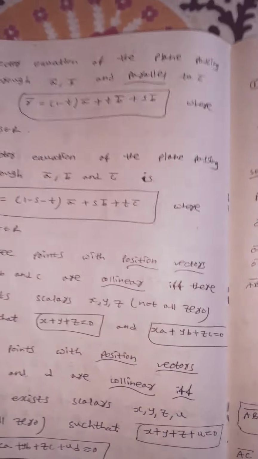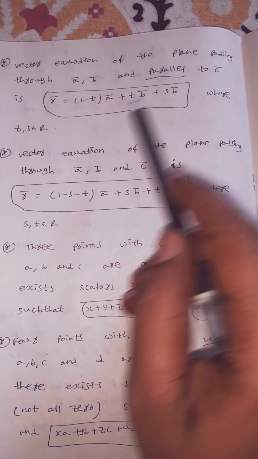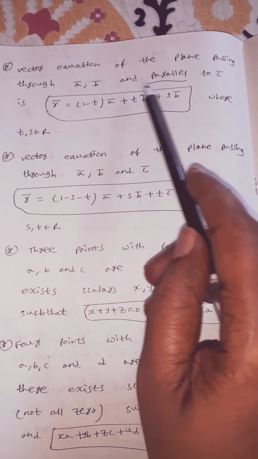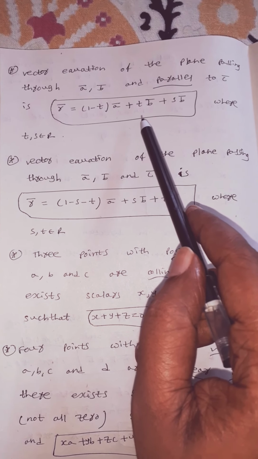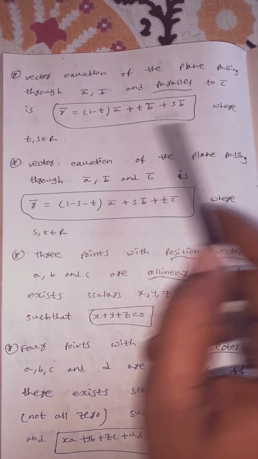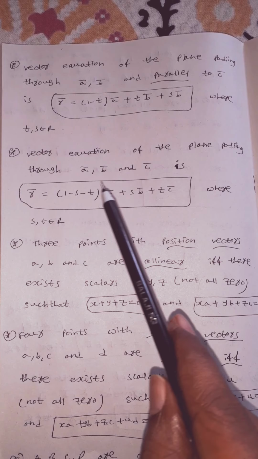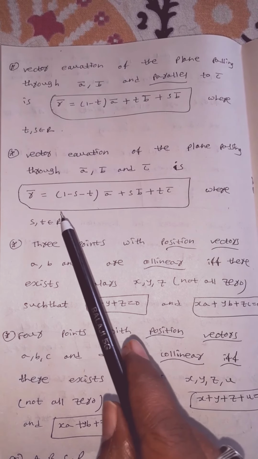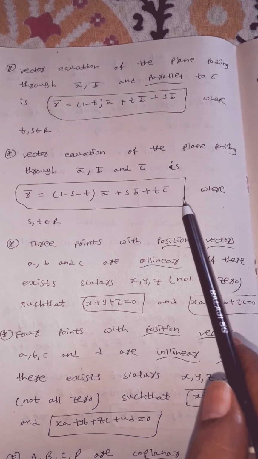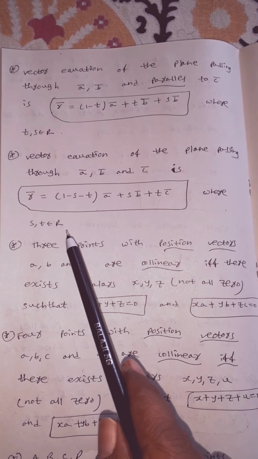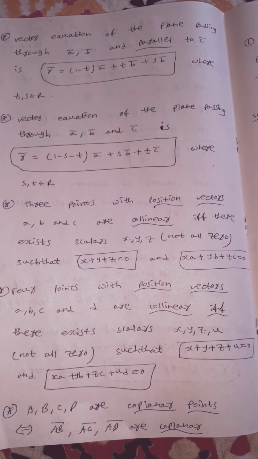Next, vector equation of plane passing through a bar, b bar and parallel to c bar. Here, passing through two vectors and parallel to a third vector means r bar is equal to (1 minus t) a bar plus t b bar plus s c bar, where t, s belong to R. Next, vector equation of a plane passing through a bar, b bar and c bar is r bar equal to (1 minus s minus t) a bar plus s b bar plus t c bar, where s, t belong to R. Whatever formulas I am telling, you should remember; it is useful in your problems.